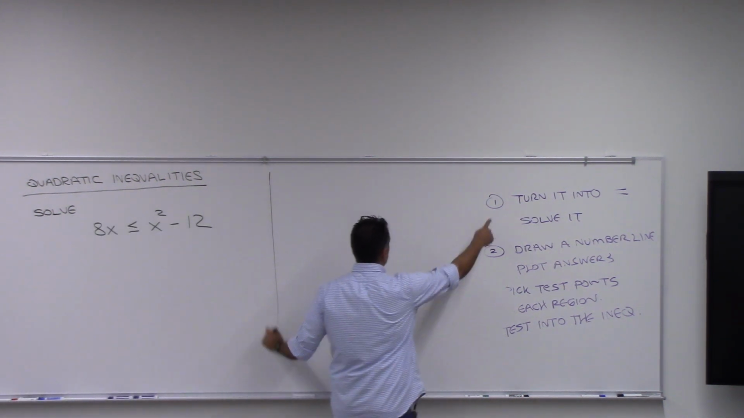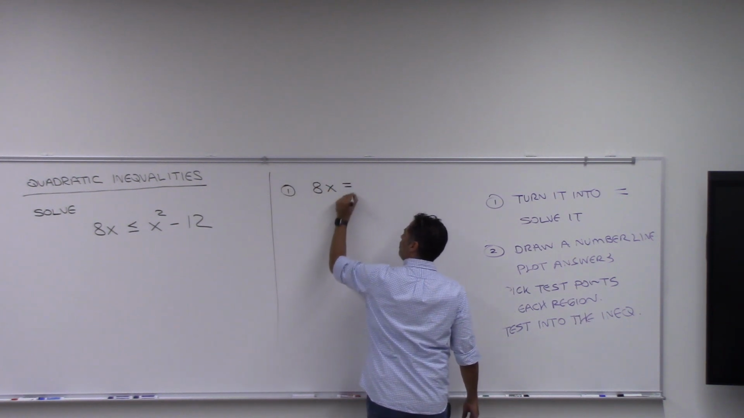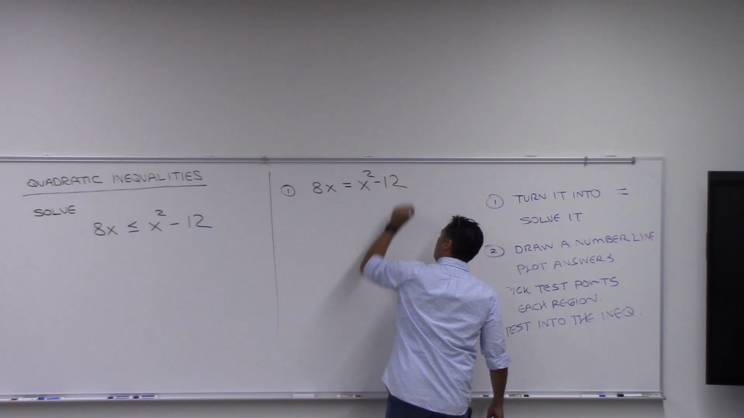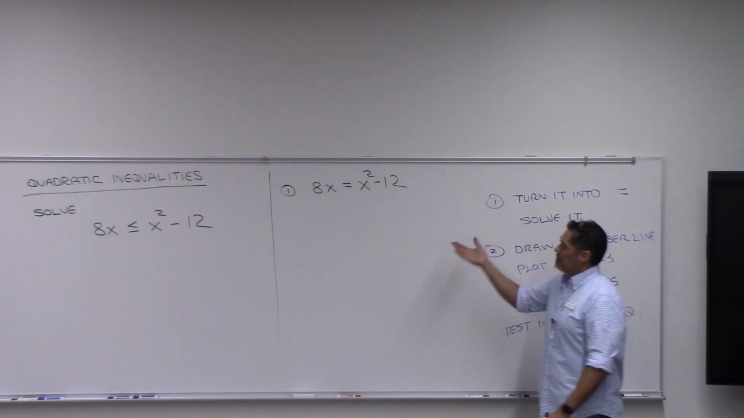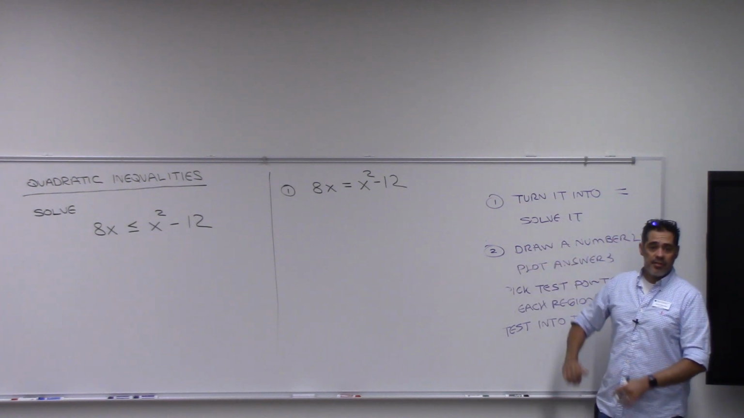So I'm doing these steps right here. First step, turn it into an equation. 8x equals x squared minus 12. And now you have to know how to solve that. That's a quadratic equation, and so we want to get everything to one side. Yes?